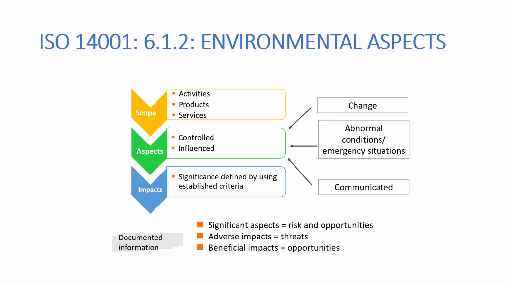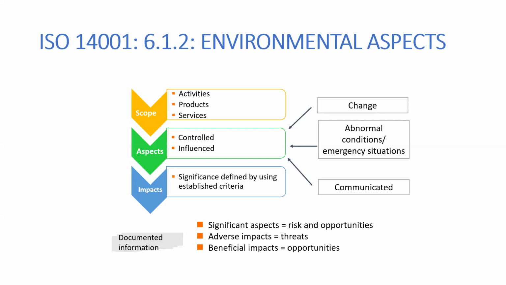So after that, we need to see the impact. Significance is defined by using the established criteria. For example, what are the ratings you have defined? So what will be the adverse impact? What will be the negative impact? What could be the positive impact? Most of the time in safety, we consider only the negative impact. For example, hand injury, head injury, respiratory problems. But when we talk about environment, we need to see maybe some of our activities can have a positive impact on the environment. So we need to consider those positive impacts as well.